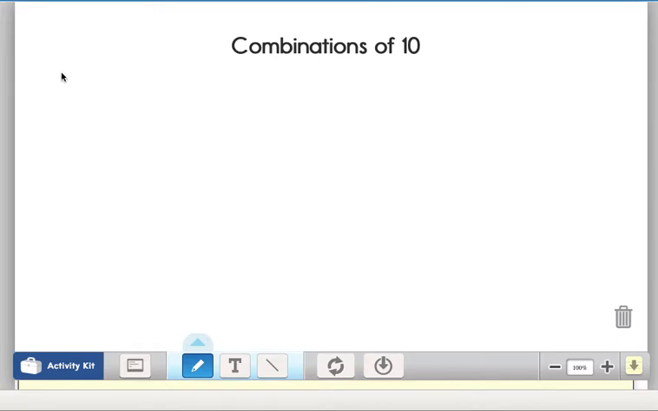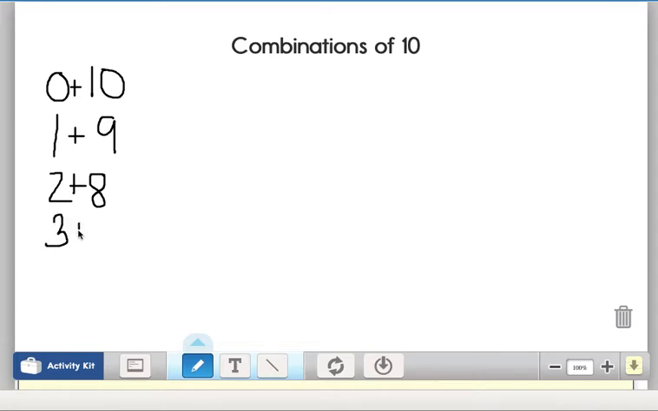So I always like to start with the very easiest first combination of 10, 0 plus 10. There we go. There is our first combination of 10. 0, which is nothing, plus 10 would equal 10. And then we would want to follow that by 1 plus 9. And then we have 2 plus 8. I know my 2 looks a little bit like a Z there. Bear with me, I'm writing with my finger. 3 plus 7. 4 plus 6. And 5 plus 5.